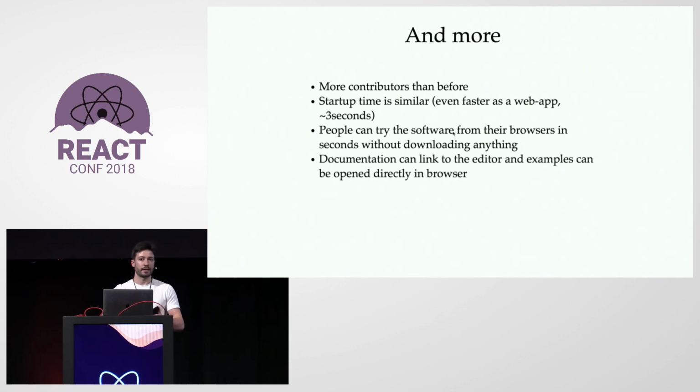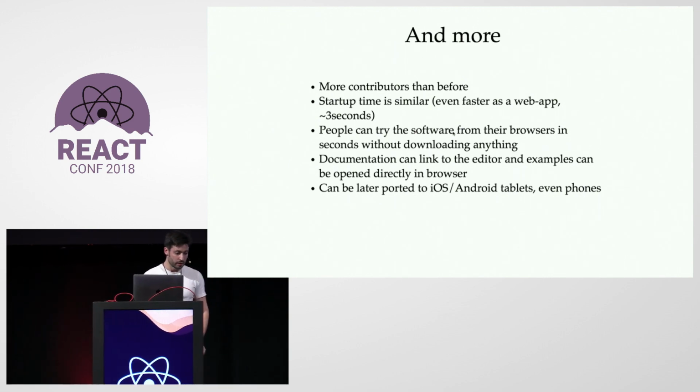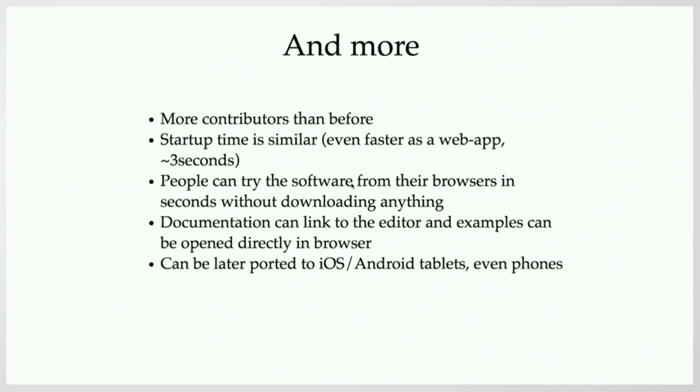Same thing in the documentation. I can now have links opening the examples, and people can just try what they're reading inside their browser. We could even port the software later to Android or iOS, on tablets or even phones, so that should work. And in fact, it's already working. That's also a huge selling point if you want later to have a full cloud version. The integration with Dropbox, Google Drive, and all these services could also be something that we add later. So that's a lot of things that were unlocked by moving to the web.